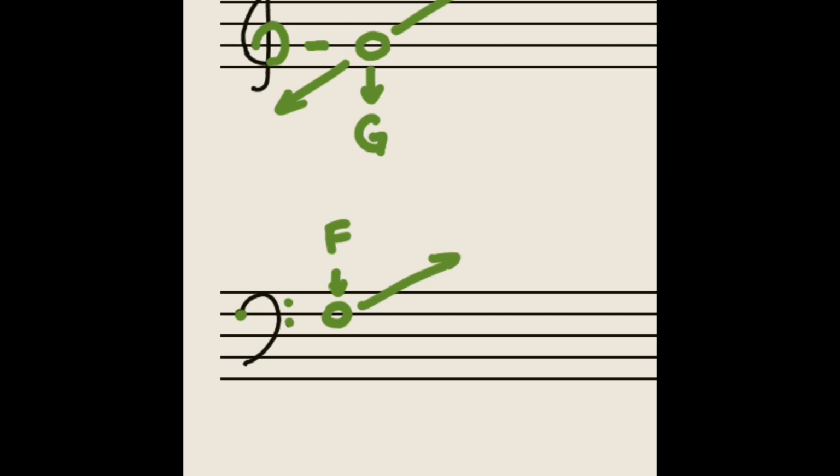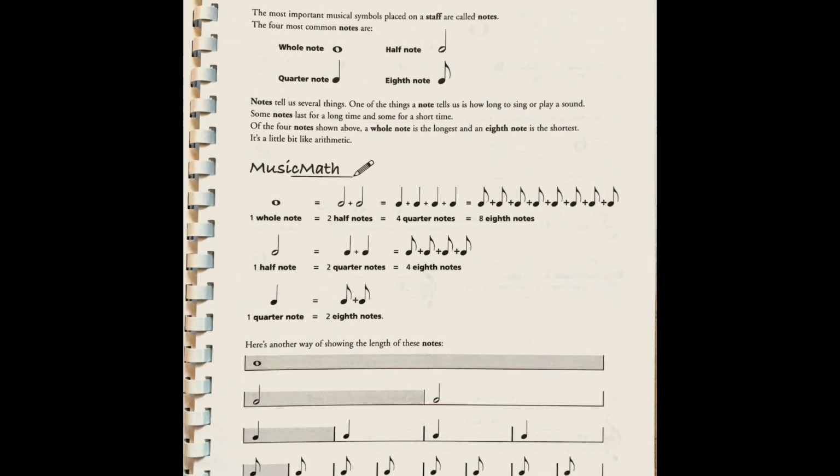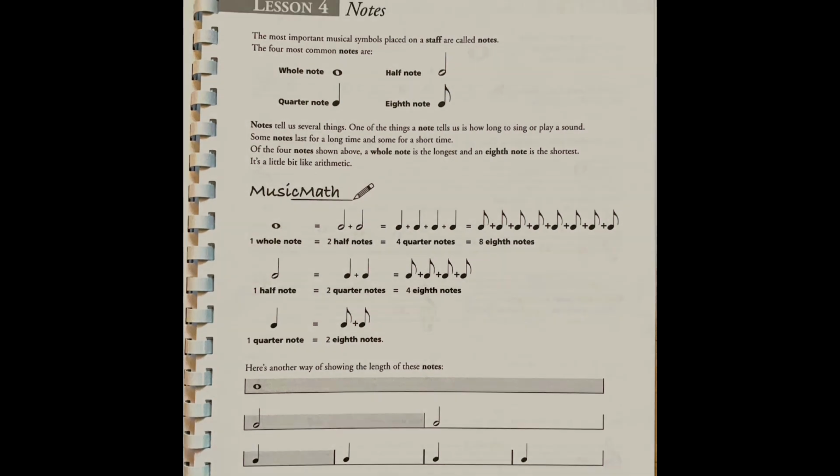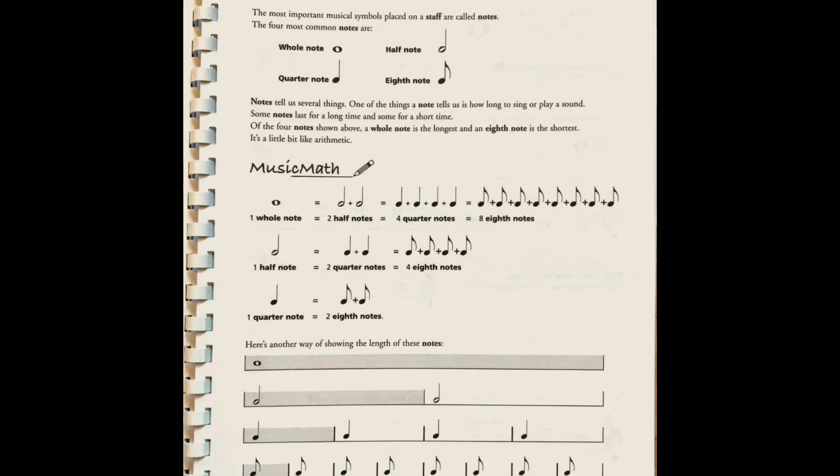From there, we can figure out all the other pitches on the staff. All right, so we're going to just start by, again, reading this lesson together. Lesson 4, notes or note values. The most important musical symbols placed on a staff are called notes. The 4 most common notes are, and we have here a whole note, half note, quarter note, and eighth note.